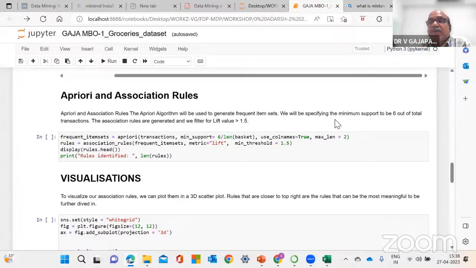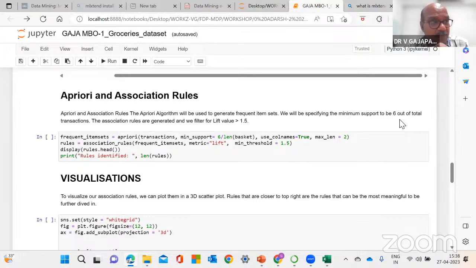We will be specifying the minimum support to be 6. See, I'm giving the minimum support threshold level, minimum support 6 out of total transactions. The association rules are generated and we filter for lift value 1.5. I'm giving support value 6. Already I told you, we have to give the support value. So I have given the support 6, and the lift should be greater than 1.5.